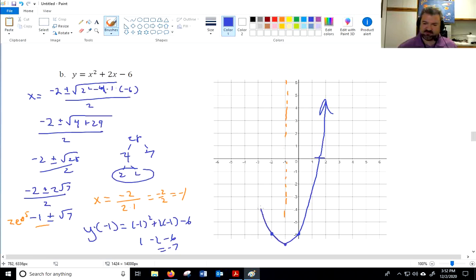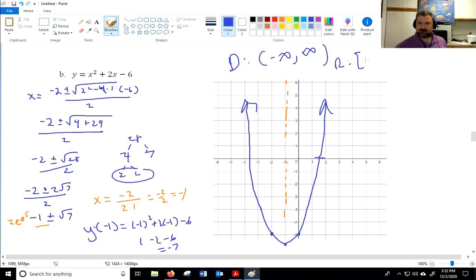We could plot a few more points if we really wanted to. Let's see, we have 1, 2, 1, 2, somewhere in between here. All right. That's the end of that one. Domain is negative infinity to infinity. And the range is negative 7 up to infinity.